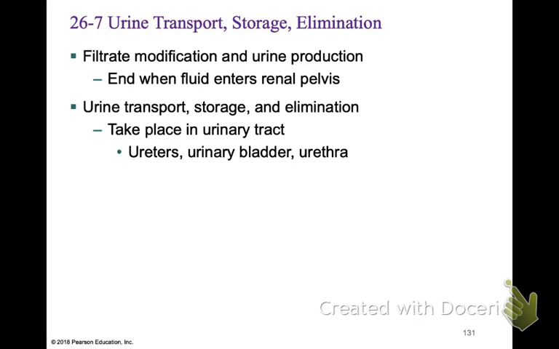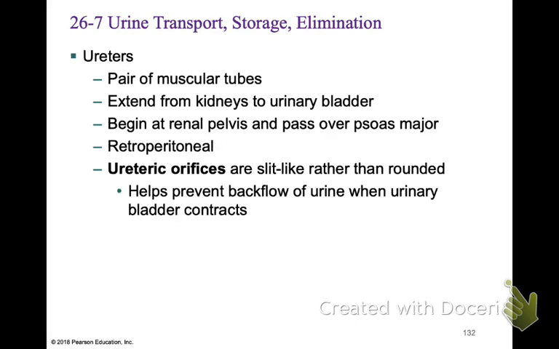So we're going to modify the filtrate. We're going to talk about urine production, but remember it's all going to end at the renal pelvis, and from there we've got to get the urine transported, stored, and eliminated. So the ureters are the tubes on the right and left that connect the kidneys down to the urinary bladder. They're not passive. They have muscle in them, and they work by peristalsis to propel urine down. They are retroperitoneal. Recall that this means that they are behind the parietal peritoneal wall, but then the kidneys are retroperitoneal. They're not completely retroperitoneal.